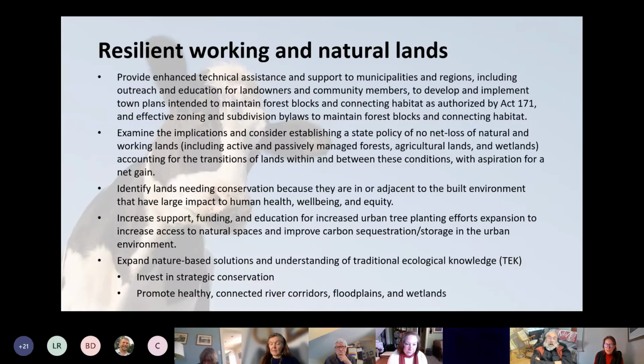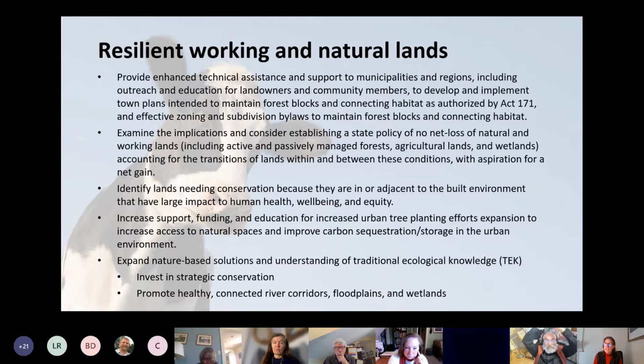So resilient natural and working lands was a primary focus of the Agriculture and Ecosystem Subcommittee, but was also supported by the Rural Resilience and Adaptation Subcommittee. There's a broad range of actions included in here, but I pulled out a couple that may be of interest.